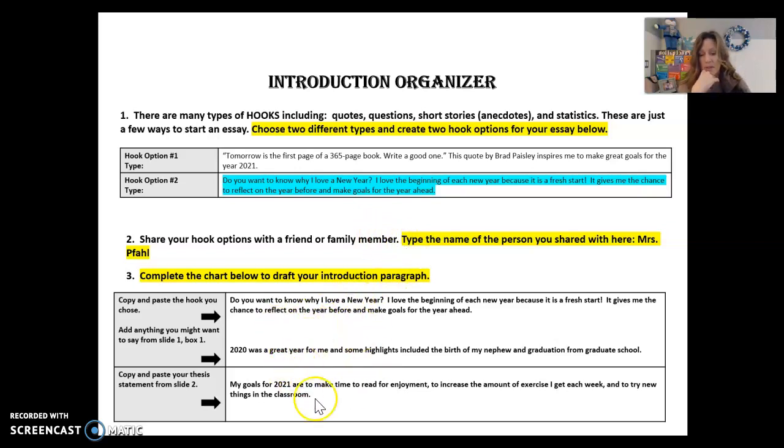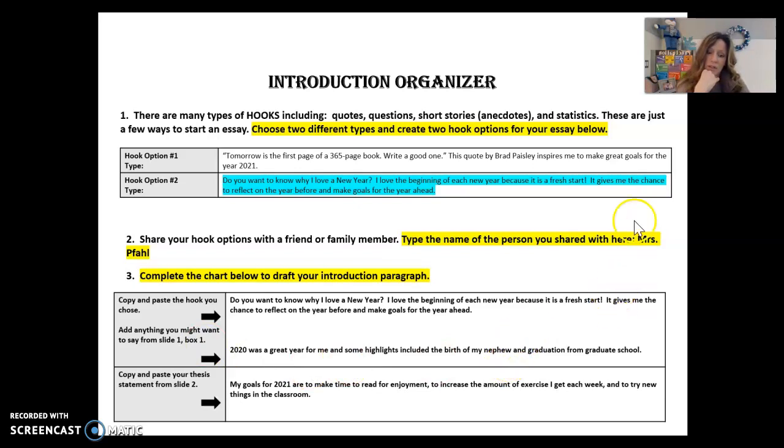And then I completed the bottom chart here. Now, you don't have this here. I added that. Just you might want to add some sort of a transition statement in here from your hook to your thesis, okay? You don't have to use the things that you put in slide 1, box 1, but I chose to do that, okay?